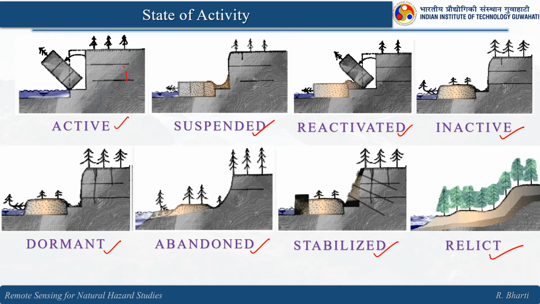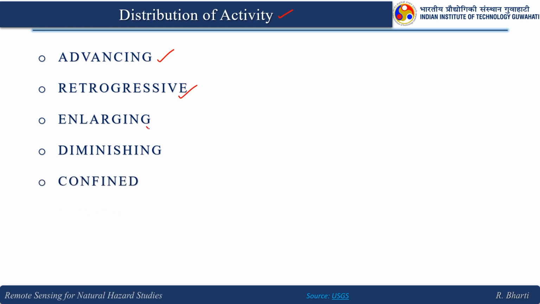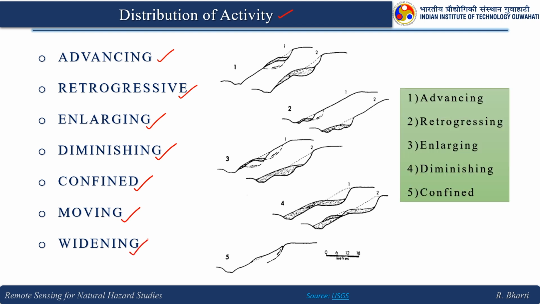So here this is the first phase, and this is where you will hardly notice that there were any landslide incidences, right? Because of the natural processes, the slope is stabilized and there is no relict of landslide on the surface. If you dig here, you will get the information about the past landslides. Now we will talk about the distribution of activity. So here we have advancing, retrogressive, enlarging, diminishing, confined, moving and widening.